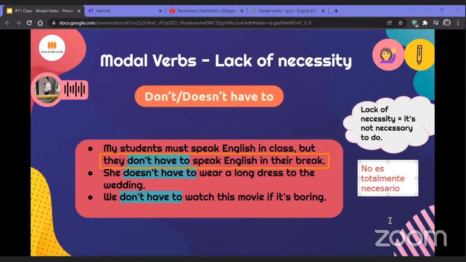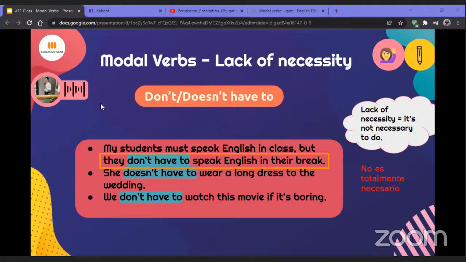Jhonny, your turn. Read the second one, please. She doesn't have to wear a long dress to the wedding. Thank you. So, no es necesario. It's not mandatory that for the wedding, you need to use a long dress. Excellent. And now, Luisana, the third one, please. We don't have to watch this movie if it's boring. Exactly. Good work. So it's not necessary. We don't need to see this movie if we don't want to. No tenemos que ver la película si es muy aburrida.